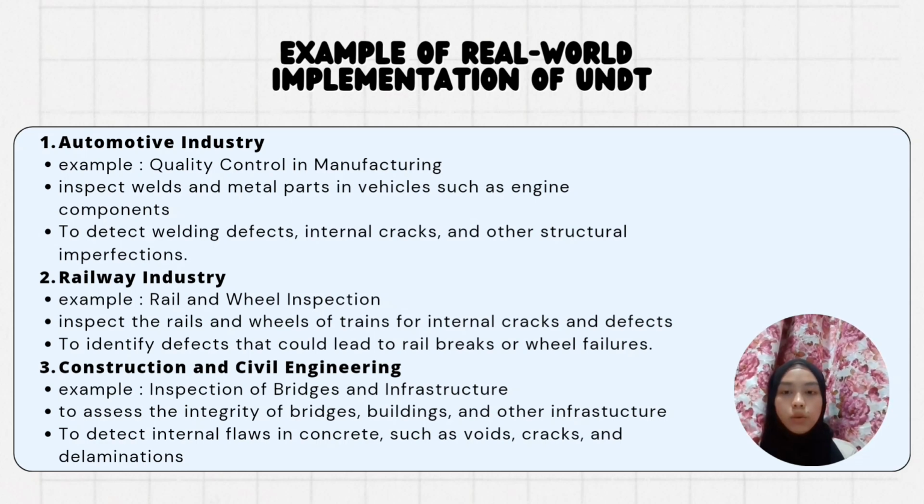Second, the railway industry, to inspect the rails and wheels of trains for internal cracks and defects. This is to identify defects that could lead to rail breaks or wheel failures.